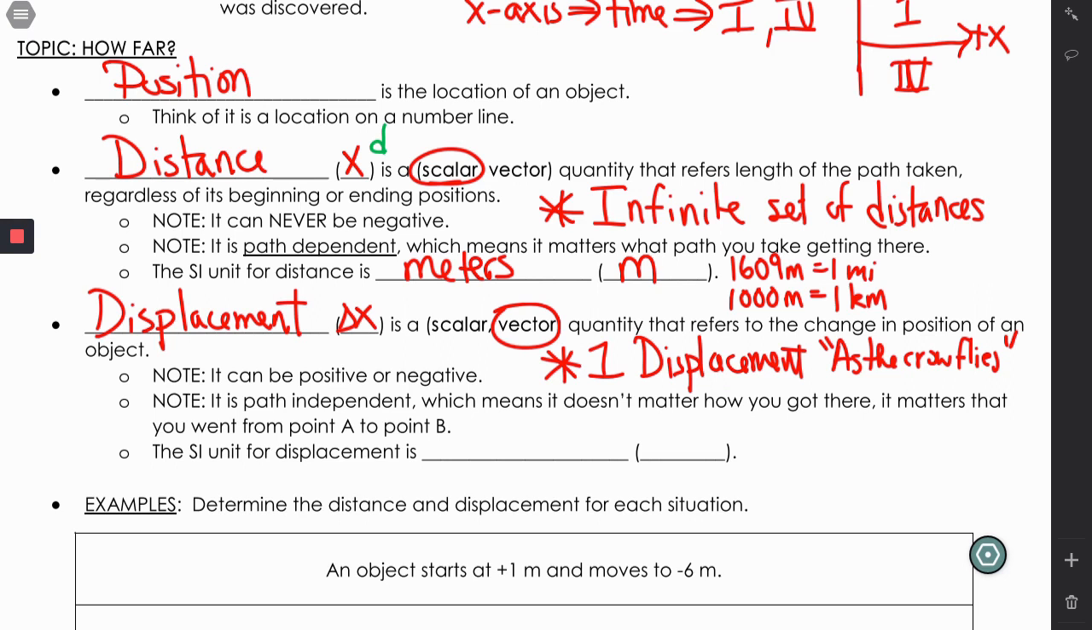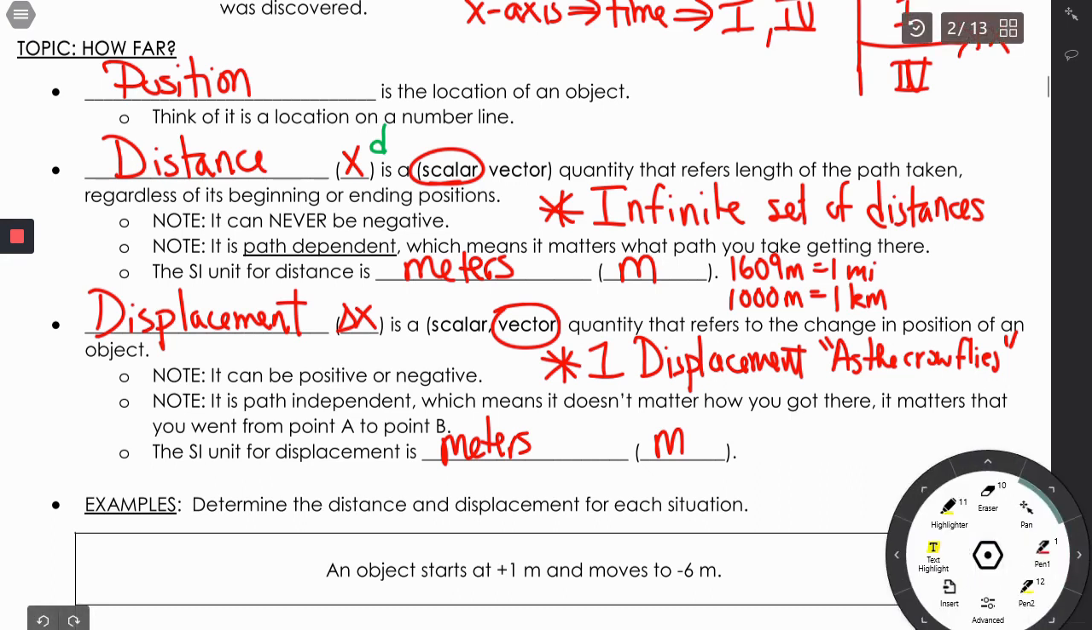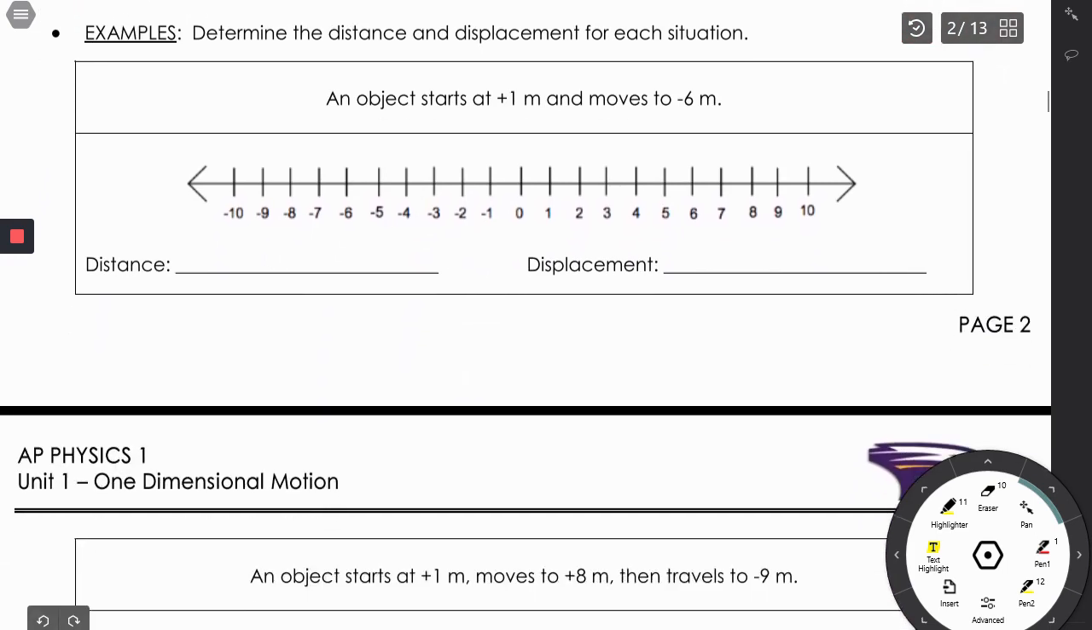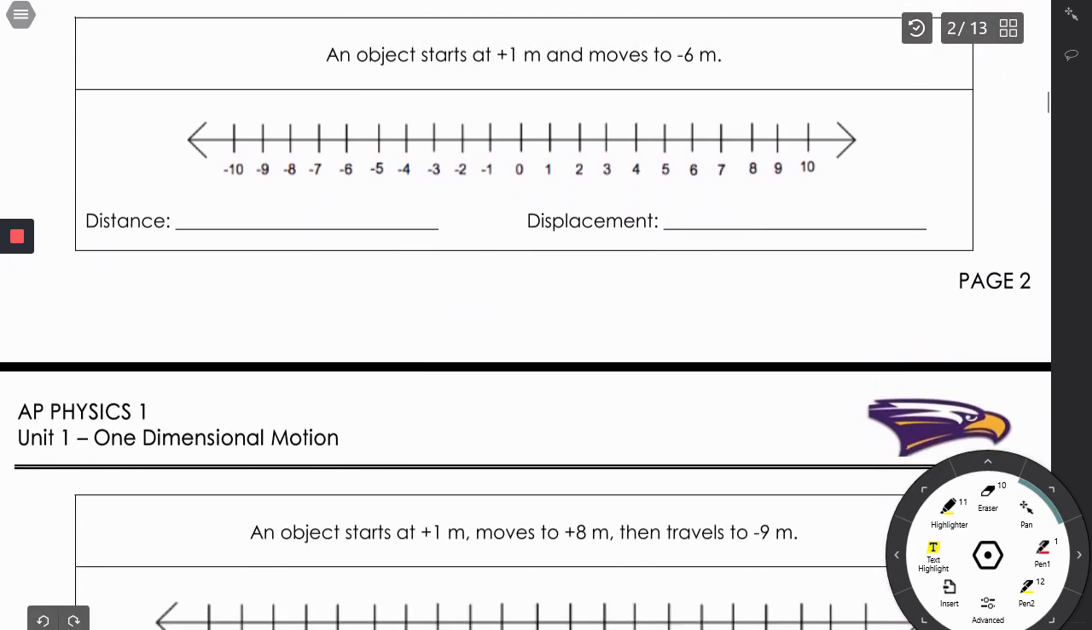Now, because it answers the question, how far? It is measured in meters. So distance and displacement, even though one's a scalar and one's a vector, both have the same unit, and it's meters. Now let's look at a couple of examples. We're going to use our good old number line, from math class when you were learning how to add and subtract. We're going to look at it 2 different ways.